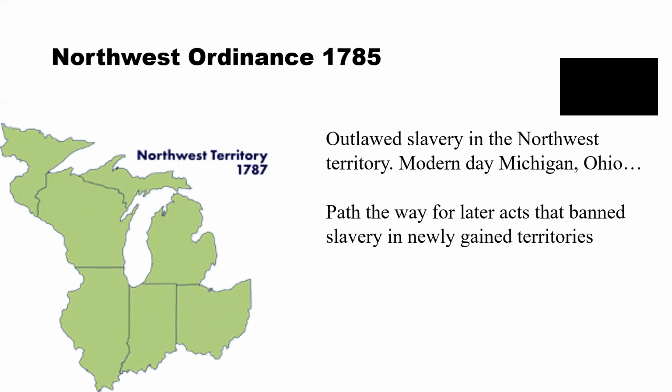So now we go to the Northwest Ordinance. If you look at the image right here, this is the territory. The act basically outlaws slavery in the Northwest Territory, and this is important because it paved the way for later acts to try to ban slavery when America expanded to new territory.